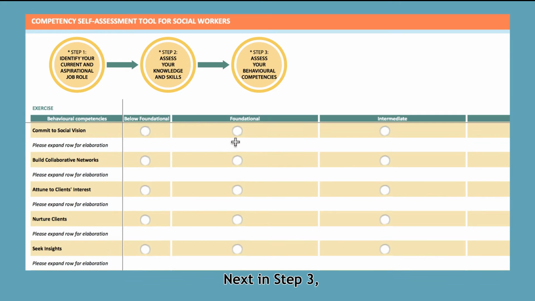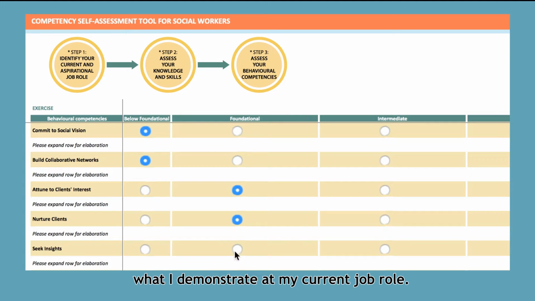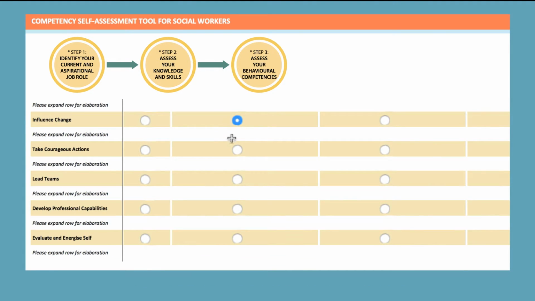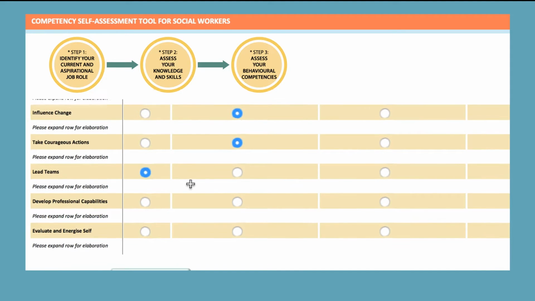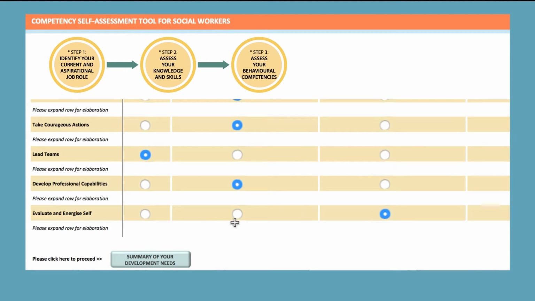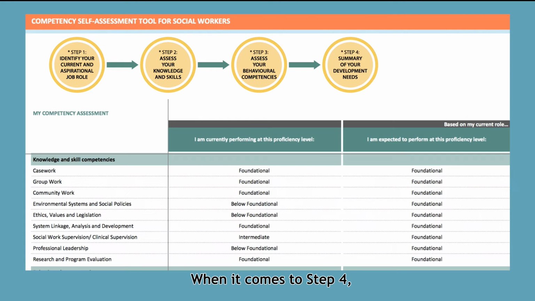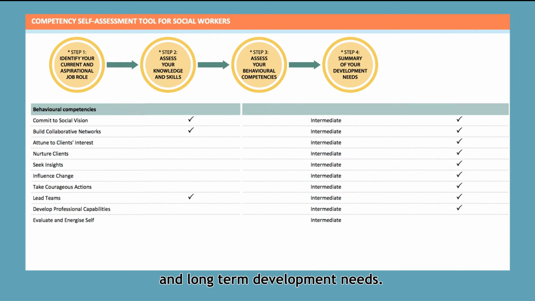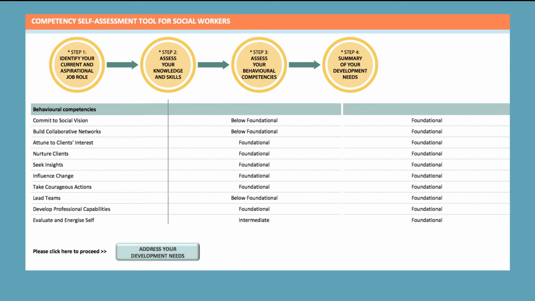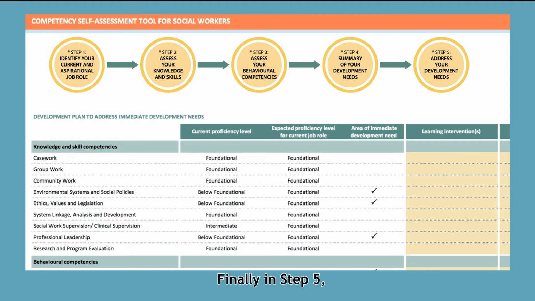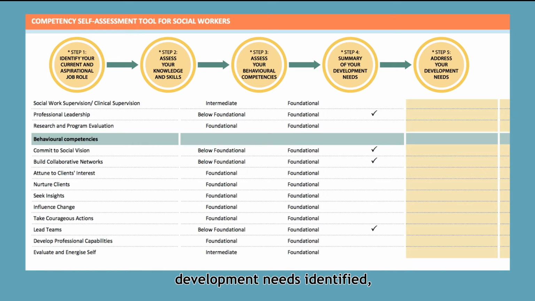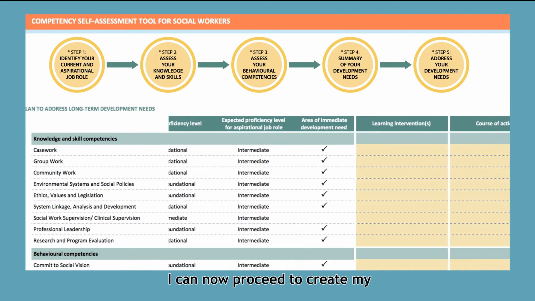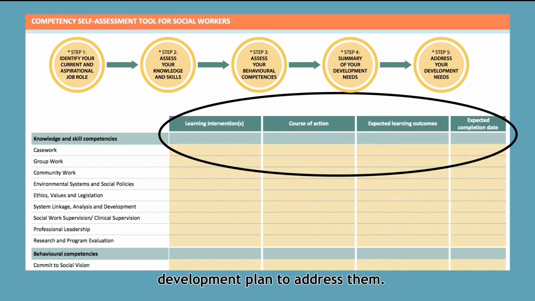Next, in step 3, I will assess my own behaviors based on what I demonstrate at my current job role. When it comes to step 4, the self-assessment tool provides me with an indication of my immediate and long-term development needs. Finally, in step 5, with the immediate and long-term development needs identified, I can now proceed to create my development plan to address them.